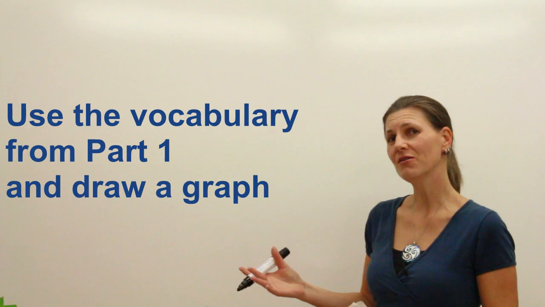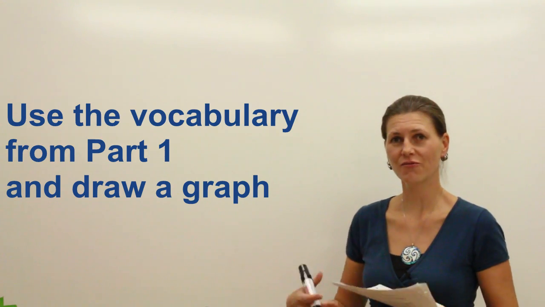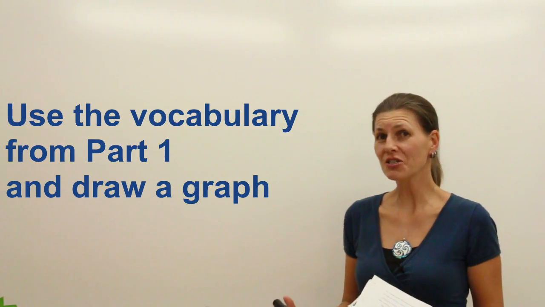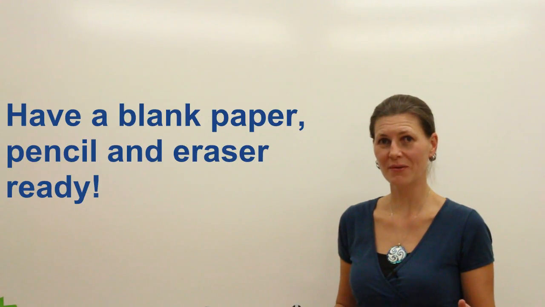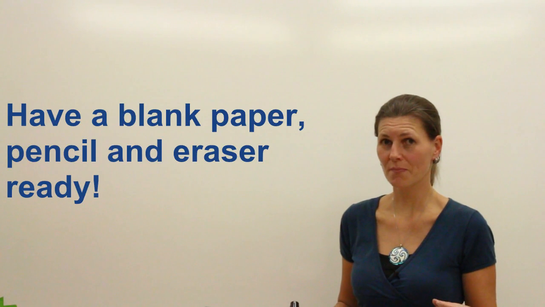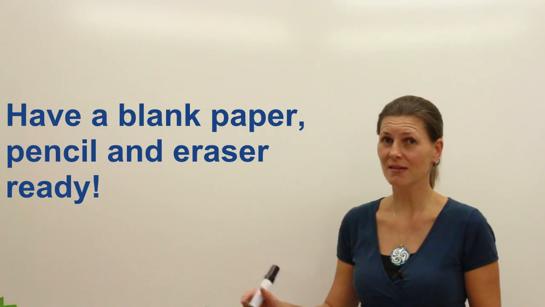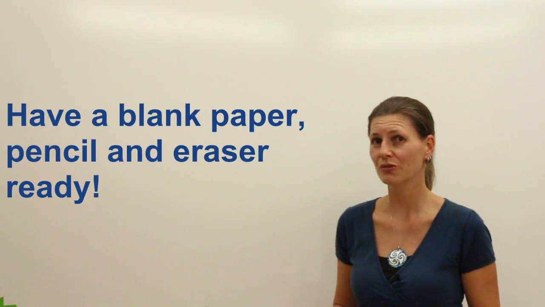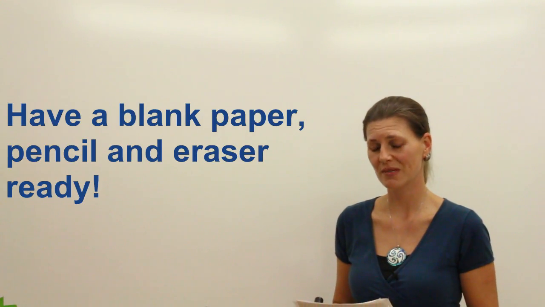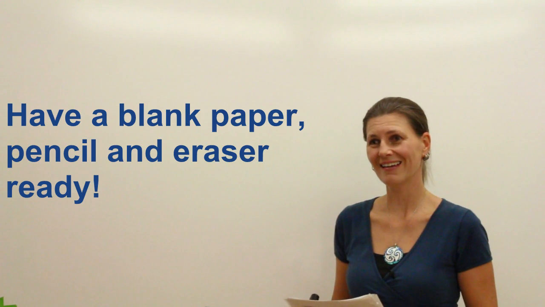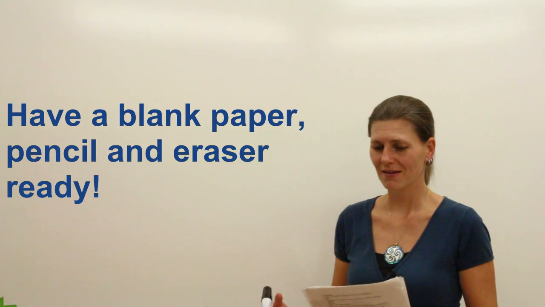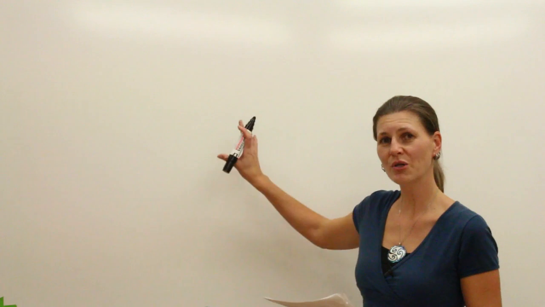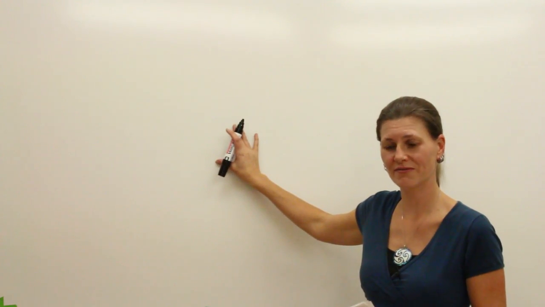Okay, now that you've learned the vocabulary for describing a trend, let's try to draw a graph. First, you're going to need to get a piece of paper, a pen or a pencil, and something to erase it in case you need to fix one of your mistakes. Okay, do you have your paper and your pencil? Let's give this a try. I'm going to help you set up your graph.